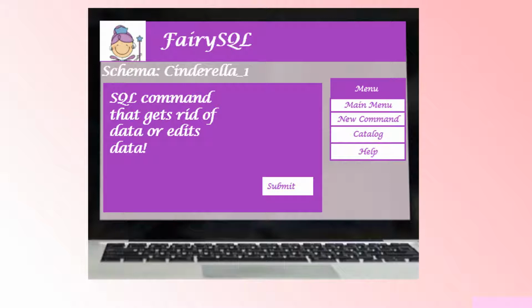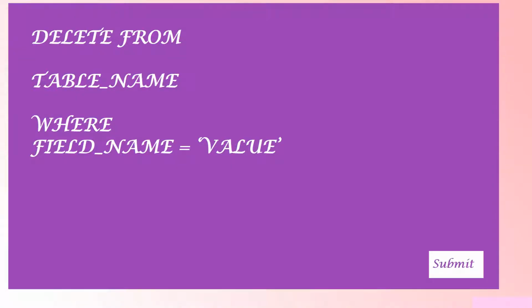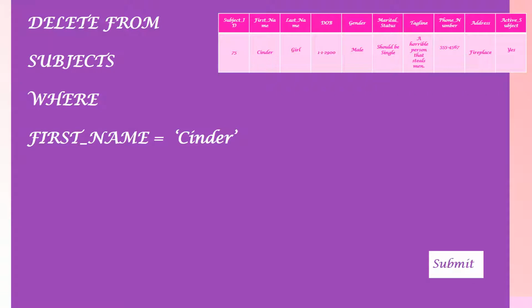Now it was time to enter some commands that would delete the unneeded row with Cinder Girl's data and update Anastasia's row of data. Here is the shell that Manny would use for the delete statement. He would start the delete command with the words delete from, followed by the table name, followed by some words that tell the database which specific rows to delete. So this is what the finished delete statement looked like.